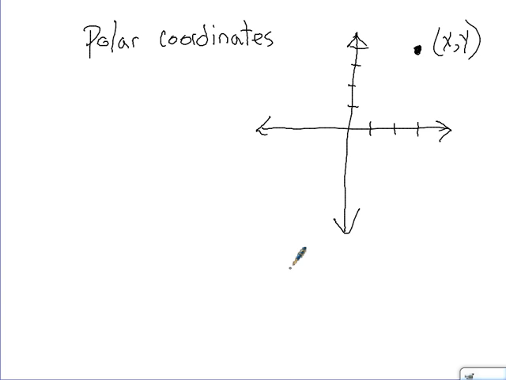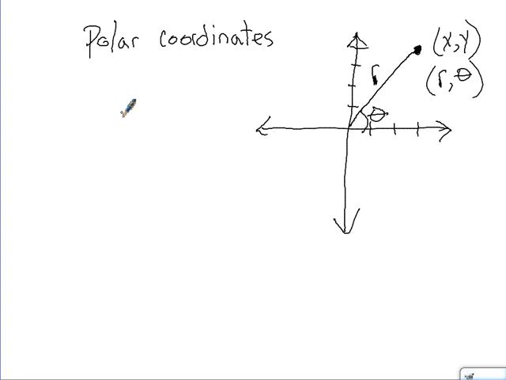Related to that, for polar coordinates, what we have is a line that goes from the origin to that coordinate, and our coordinate will consist of our r, or radius, and theta, which is our angle from 0 to that line r. So xy would have a polar coordinate of r, theta.